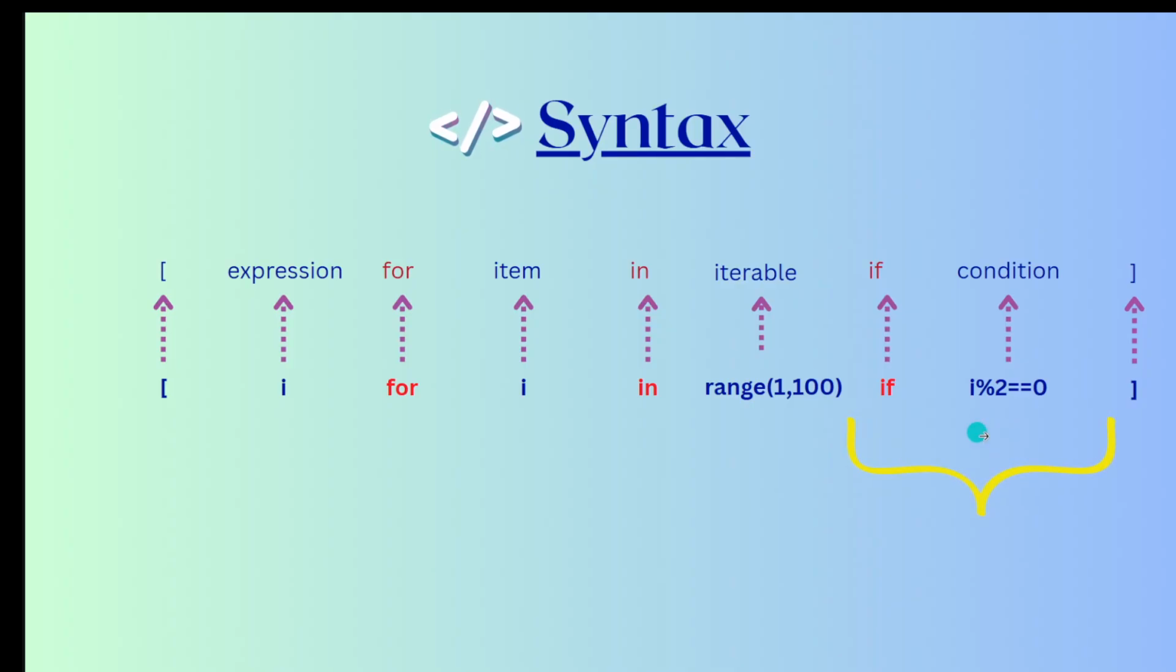So this condition part is optional. In case you want to create a list with the squares, all you need to do is replace this expression with i into i, for i in range 1 to 100. In that case, we don't need the if conditional part. That is all we have about the list comprehension syntax.